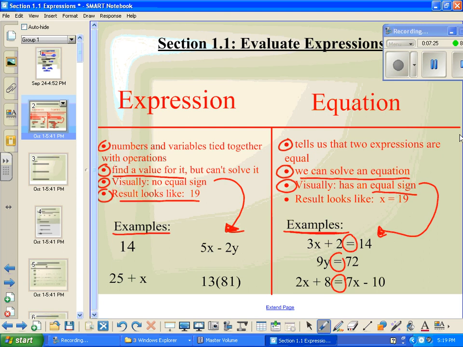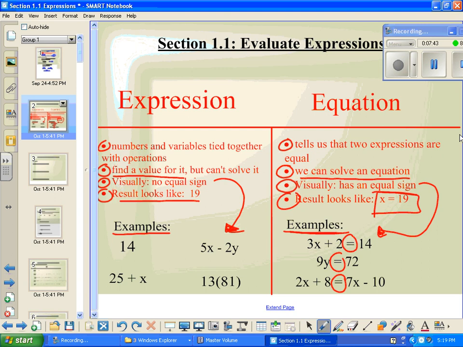With an equation, our result is going to look like something we've solved, like x equals 19, or x equals 55, or x equals 101. We've found the answer. What does the variable equal to make that equation true? That's what we're looking for.